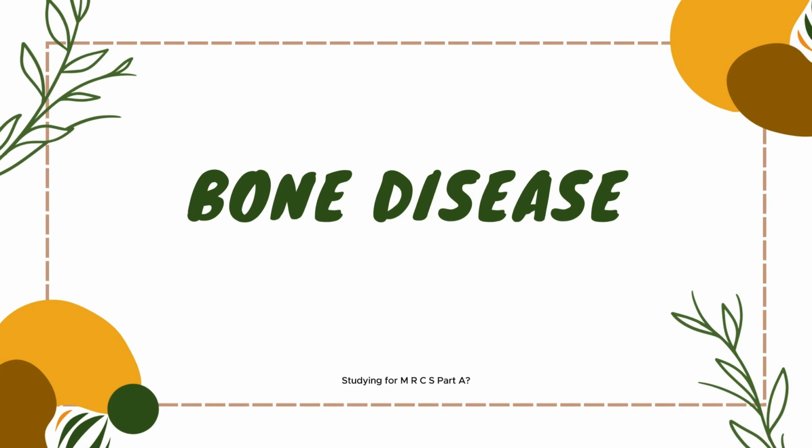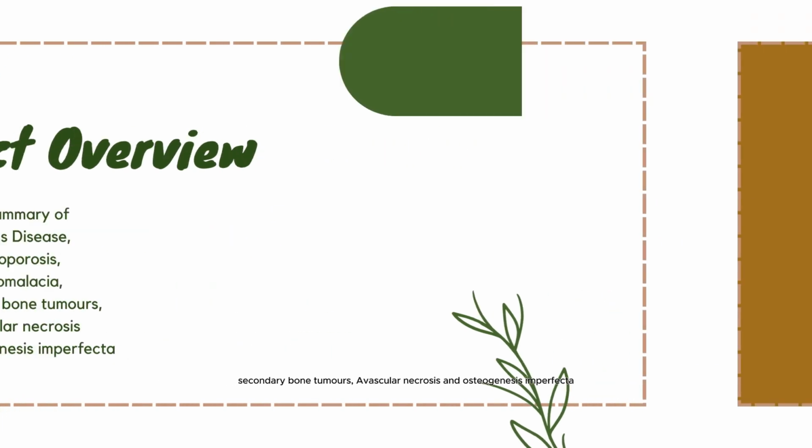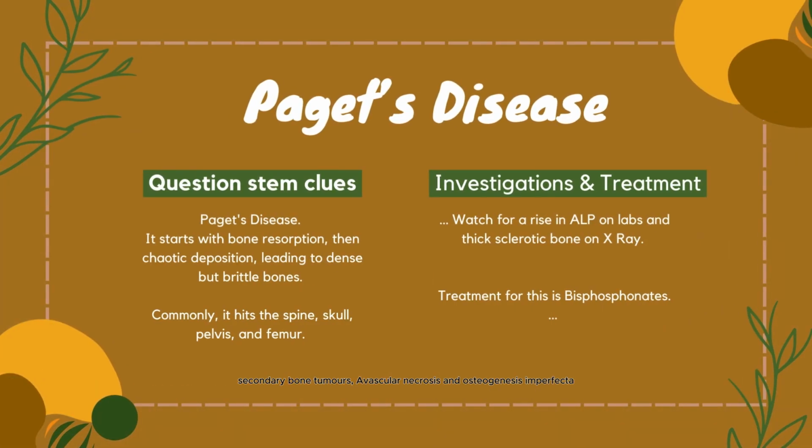Studying for MRCS Part A? Bone diseases got you puzzled? Let's simplify it. This video will give a key summary of Paget's disease, osteoporosis, osteomalacia, secondary bone tumors, avascular necrosis, and osteogenesis imperfecta. First up, Paget's disease.